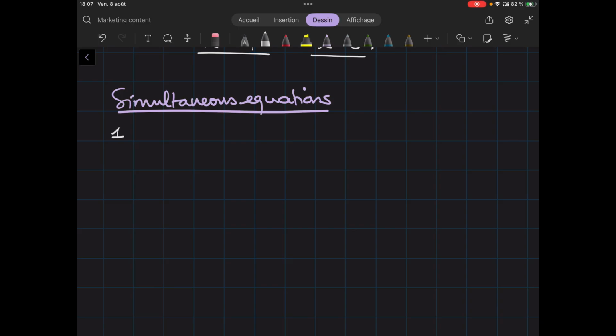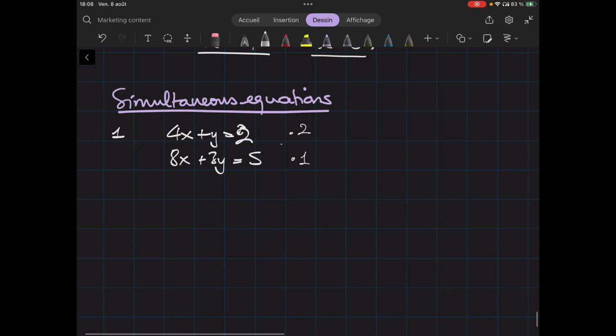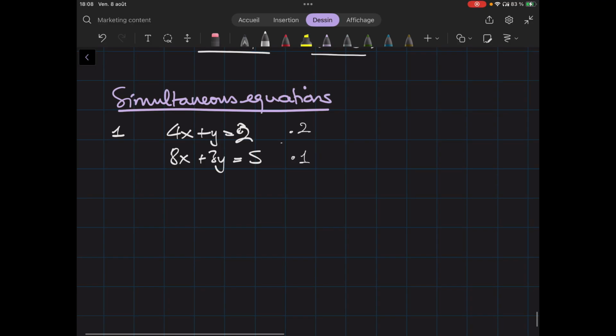Question 1. 4x plus y is equal to 2 and 8x plus 3y is equal to 5. We can pick one of the two variables. Let's go with x. We want to multiply a constant to the first equation and a constant to the second equation so that the coefficient of x is the same. To do this, I'm going to multiply the first equation by 2 and the second equation by 1, in other words, keeping it as is.